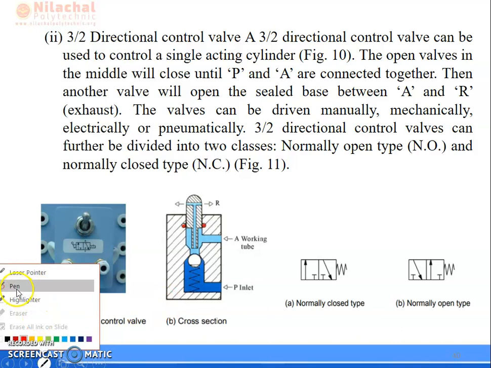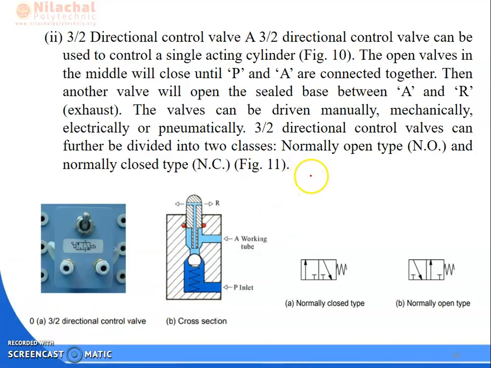Let me show you. If 3 by 2 is there, so 3 port, 2 position. 2 position means 2 squares are there. On the right hand side, we can show the valve is closed. If I show the closed type, normally closed, it is spring return or solenoid actuated, you can say spring actuated.